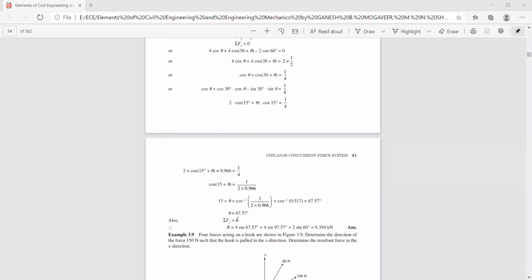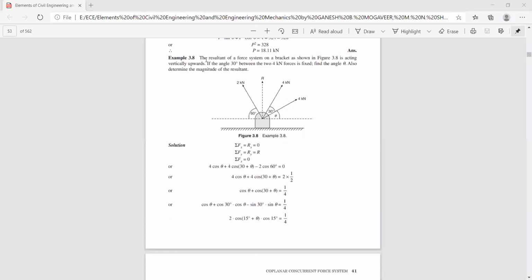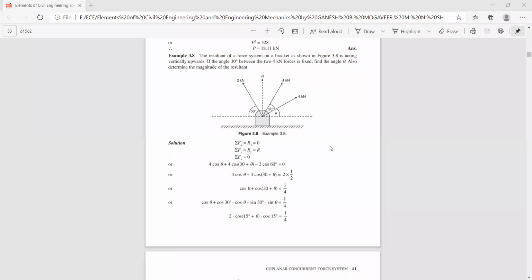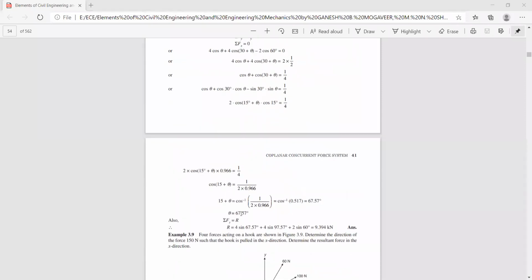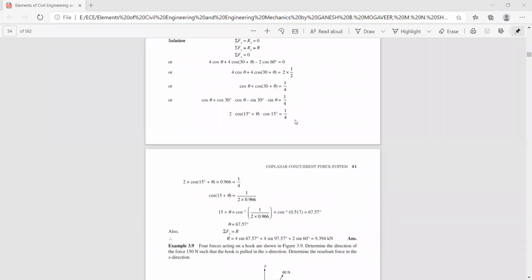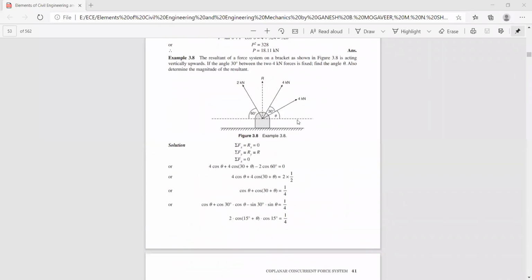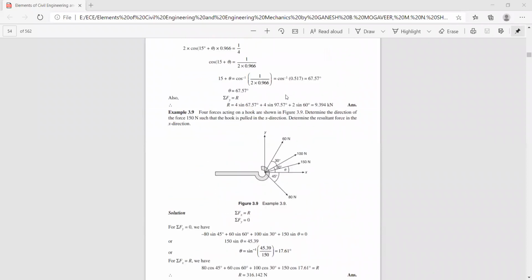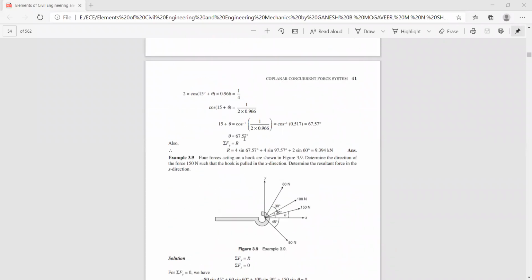So we need to find the magnitude of the resultant. In this problem, the resultant is acting along the vertical axis, but its magnitude is not known. Hence sigma f of y should be equal to the value of the resultant, that is R is equal to sigma f of y. Now we know this angle, that is 67.57.